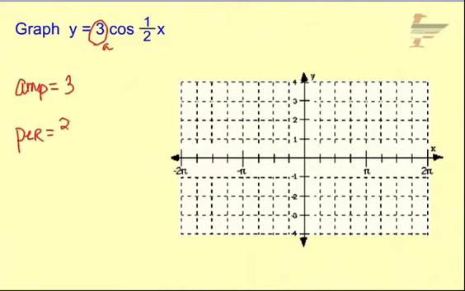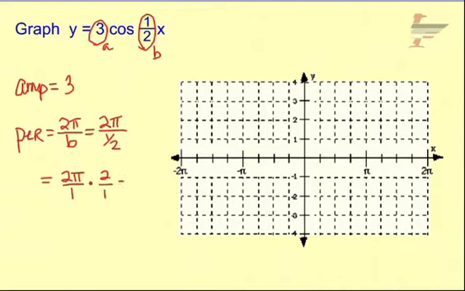Period follows the formula 2 pi over b, and our b value is whatever number is right in front of the x. So our b value is 1/2. So 2 pi divided by 1/2. What we want to remember here is that we don't ever divide by fractions. Instead, we'll do 2 pi over 1 times 2 over 1, which actually gives us a period of 4 pi.